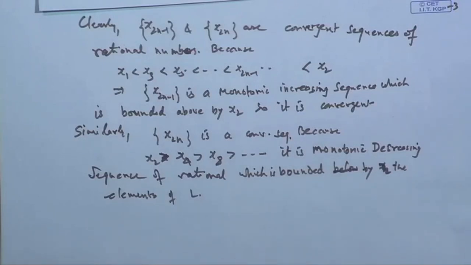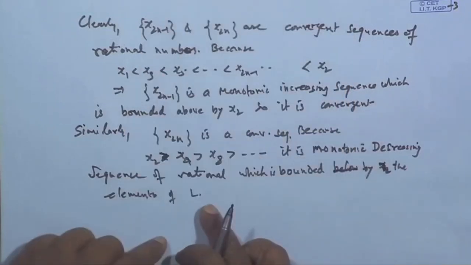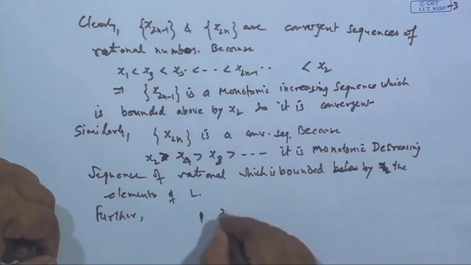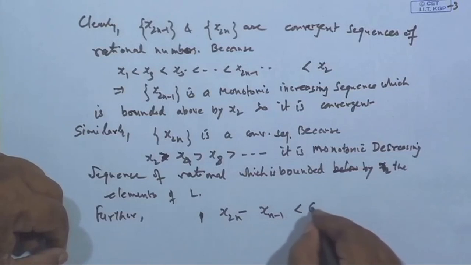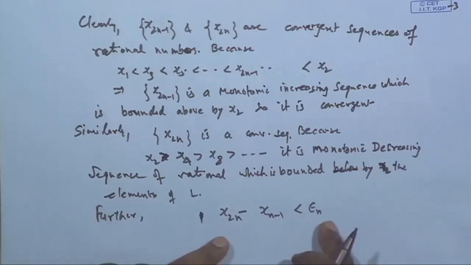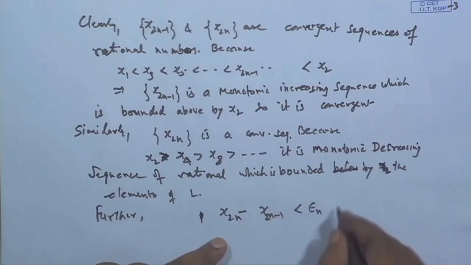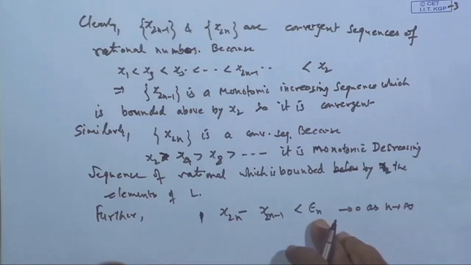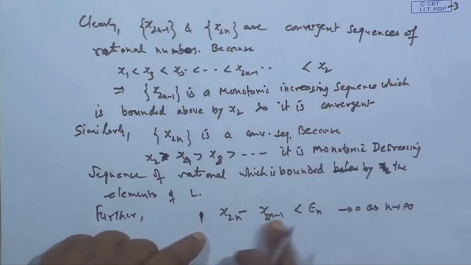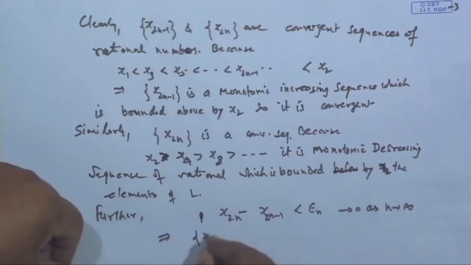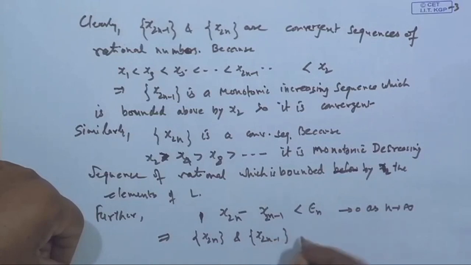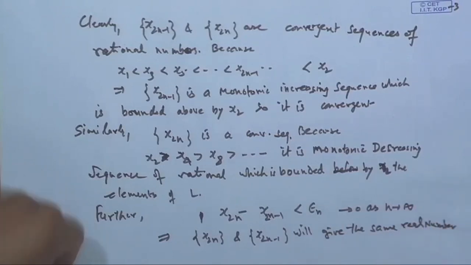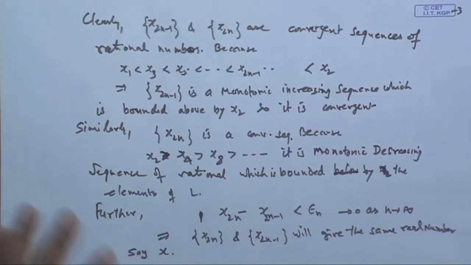So, these two sequences are convergent sequences. Okay? Now, once they are convergent, they also satisfy that the modulus of x 2 n minus x 2 n minus 1 is less than epsilon n, which goes to 0 as n tends to infinity, is it not? Because epsilon n is a sequence converging to 0. So, it means these two sequences are identical. So, this implies that the sequence x 2 n and the sequence x 2 n minus 1 will give the same real number, say x. Is it okay?